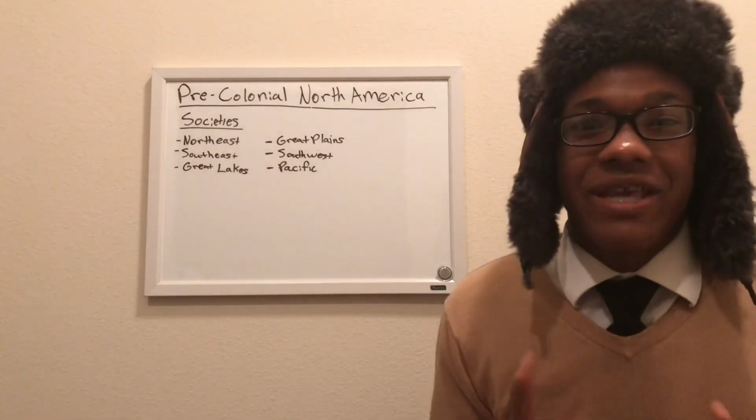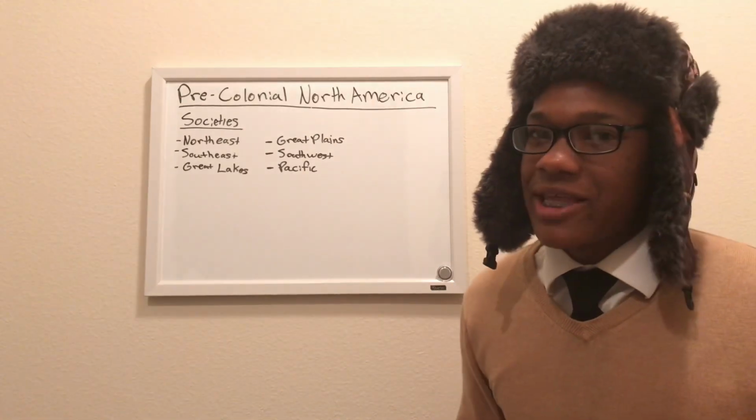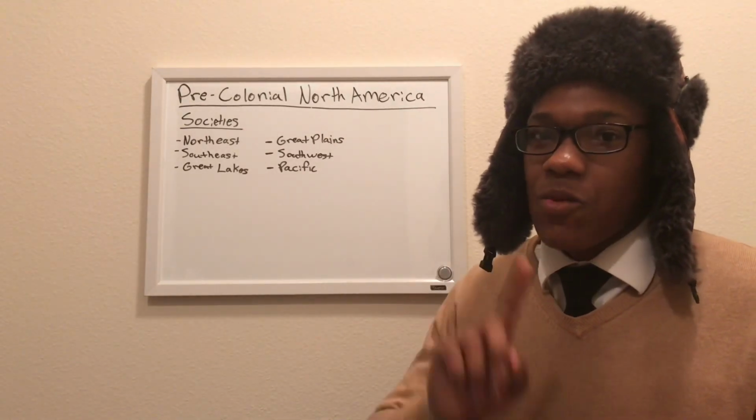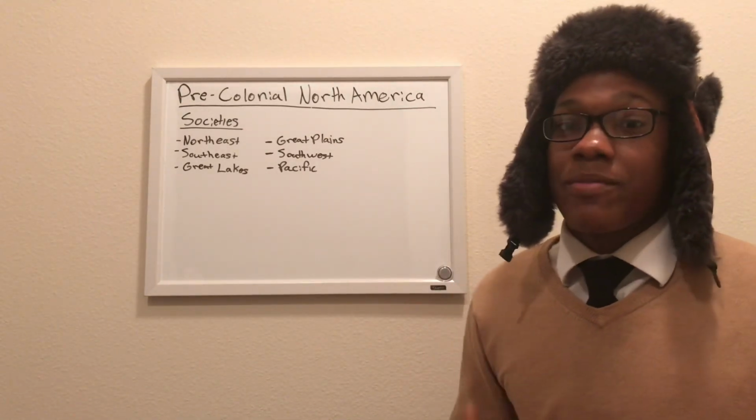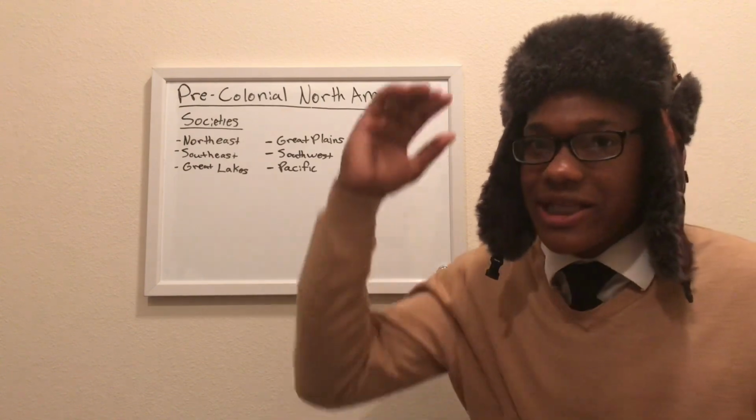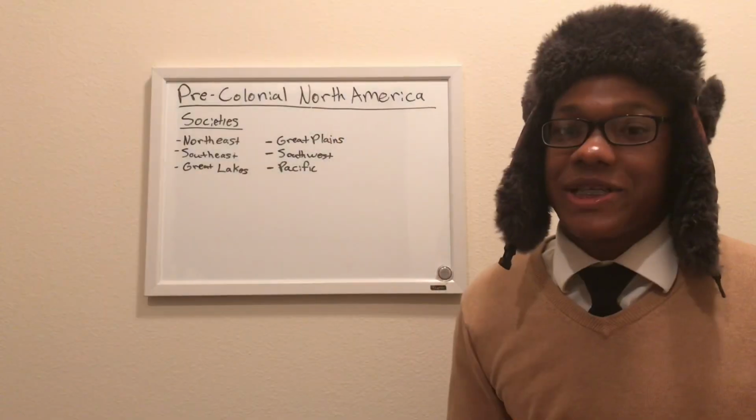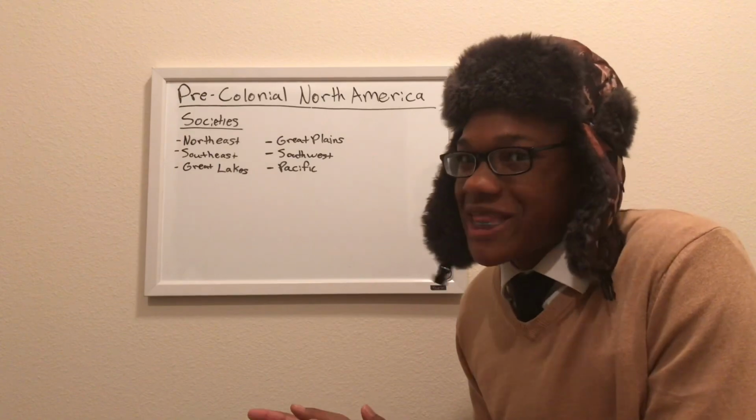Last one, Pacific North American societies. We're taking it home. California, Washington, Oregon. Remember, these were the ones that had the totem poles. And they fished a lot because the West Coast was right there.